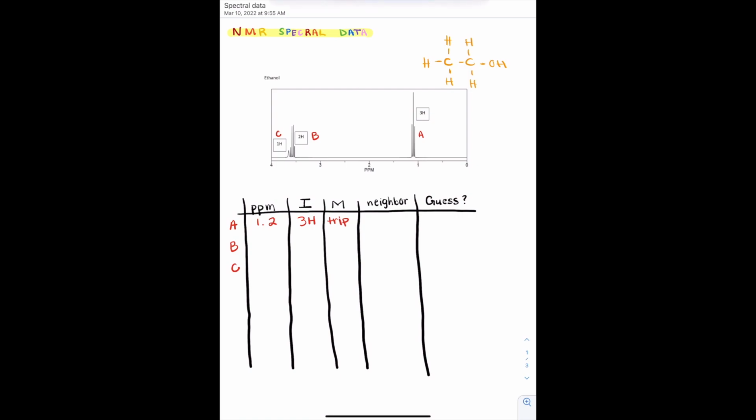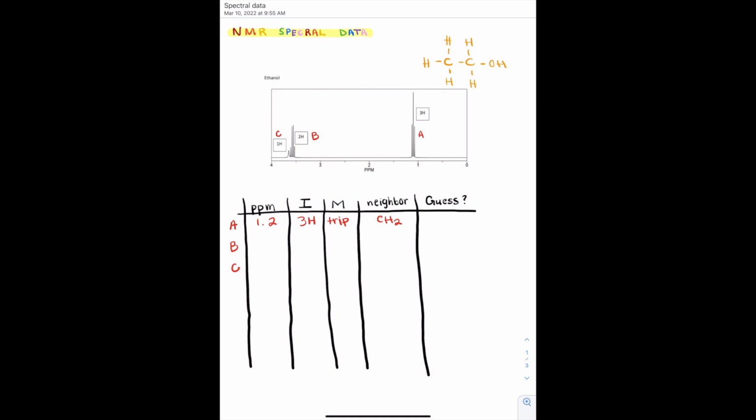And so the neighbor is going to be determined by looking at the multiplicity and subtracting 1 from it. So for example, for this particular signal, the multiplicity is a triplet, so that would mean 3 hydrogens, but instead we're going to go ahead and subtract 1 from that, and you will get CH2, or something with 2 hydrogens next to it.